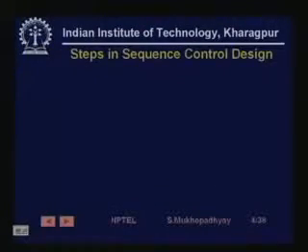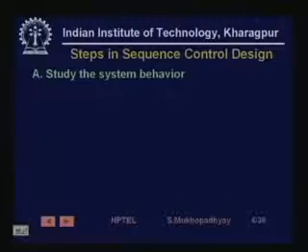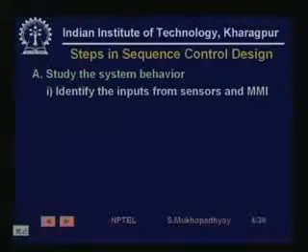Now let us go through the basic broad steps in sequence control design. So, the first step is to study the system behavior. This is a very critical step, and most of the errors that happen in any programming exercise, not only this kind of industrial automation programming, mainly arise from the fact that the programmer or the developer did not understand the system well.